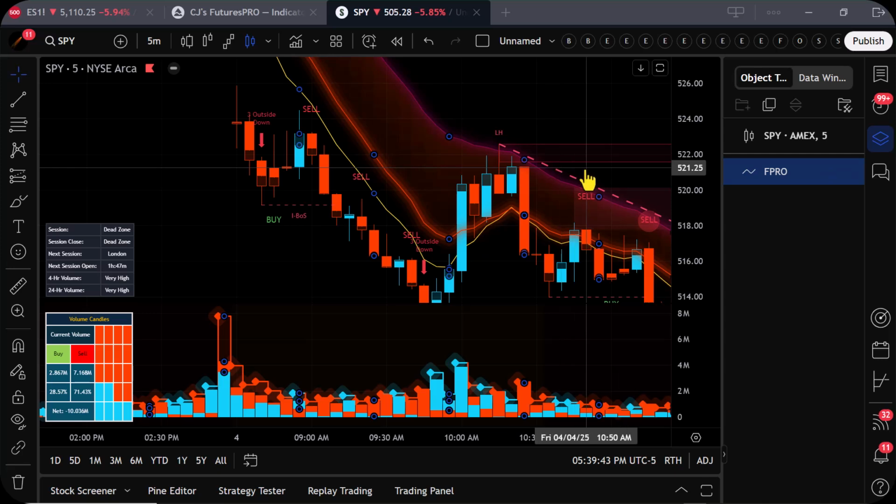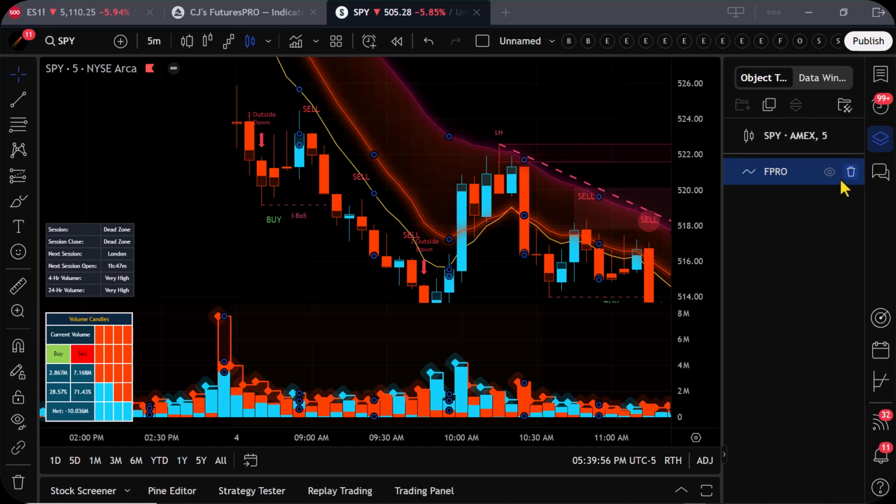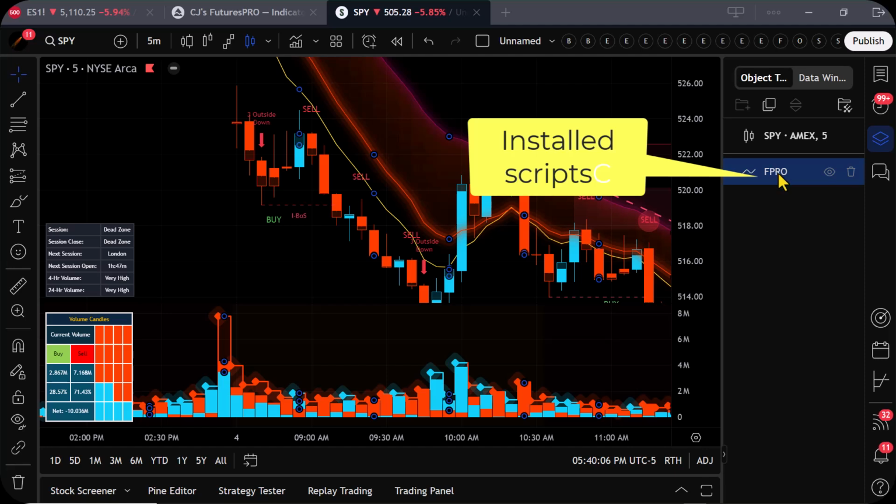In this clip, we're going to identify the structures in CJ's FuturesPRO. We have the object tree panel open, and how you do that is to click on this diamond icon with a little bit of a V underneath it, and that is the object tree icon. It shows the current indicators that are installed in the current charts, which is FPRO for FuturesPRO. That is the only thing we have installed.